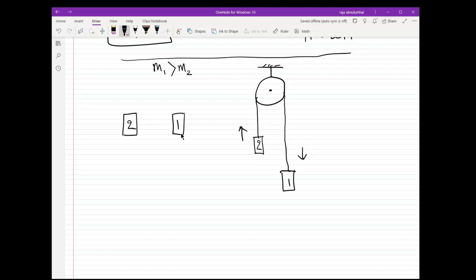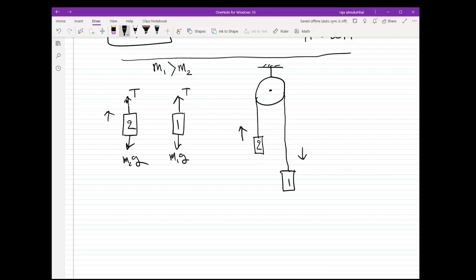So here's block 2 going up this way. So here we have a tension on 2. Remember, we talked about tension. It's always out of the body, never ever inside the body. Okay, keep that in mind. That's why I put the arrow here up. Why did I put it up? Because it's out of the body. And then I have here the weight of the block, which is m2g. Same thing here. I have T and then m1g.